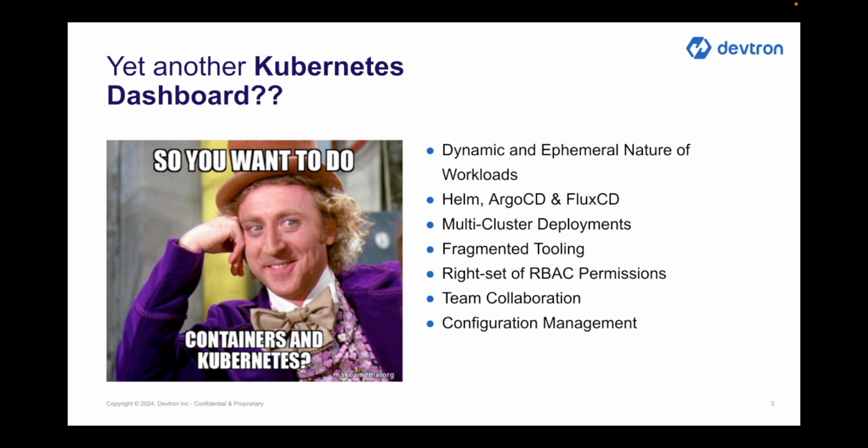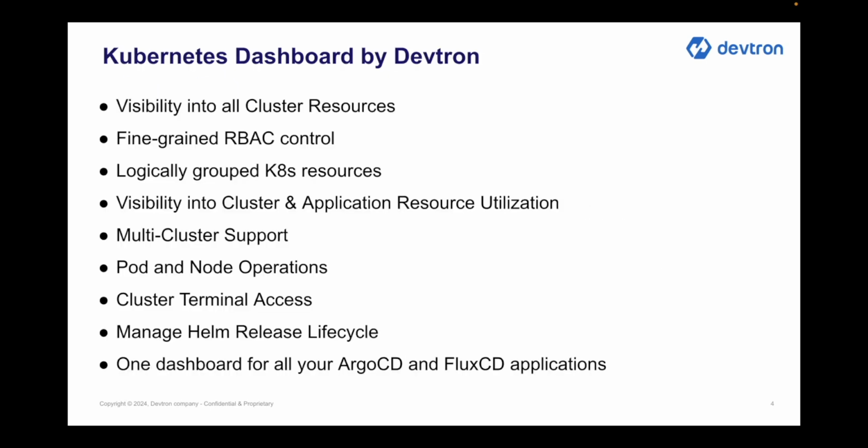So what exactly are we offering? Devtron is offering you one Kubernetes dashboard for all things Kubernetes. I'm just going to briefly touch upon all these points and I'll talk about them more in depth when I'm showing you the dashboard itself. So Devtron will provide you visibility into every single cluster resource, whether it's pods, deployments, your storage resources, etc. You have the ability to set fine-grained access control or RBAC. Every single Kubernetes resource is logically grouped into different sections, which makes it easier to find the particular type of resource that you're looking for.